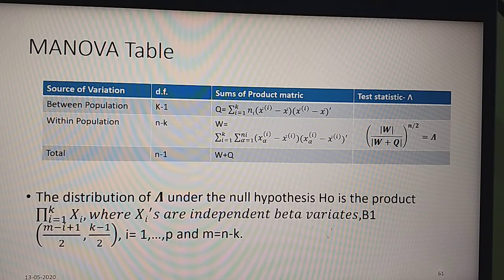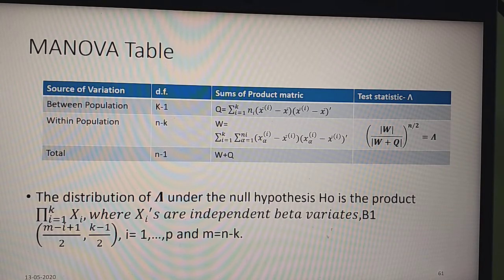So in the source of variation, we have between population, within population, and the total. Between population has degrees of freedom k minus 1. Within population, degrees of freedom n minus k. And total is n minus 1. Sums of product matrix: Q, W, and W plus Q. Q is the between matrix, W is the within matrix, and the total is W plus Q.